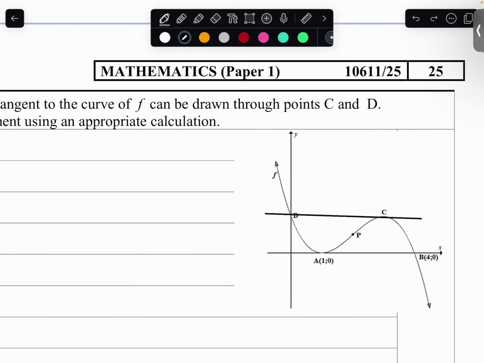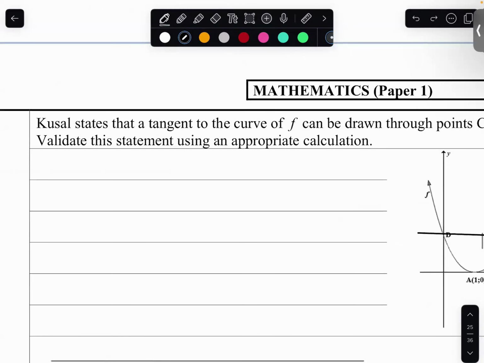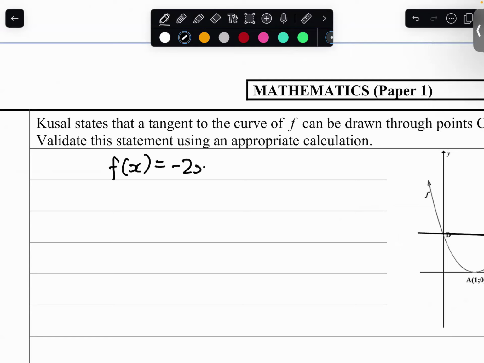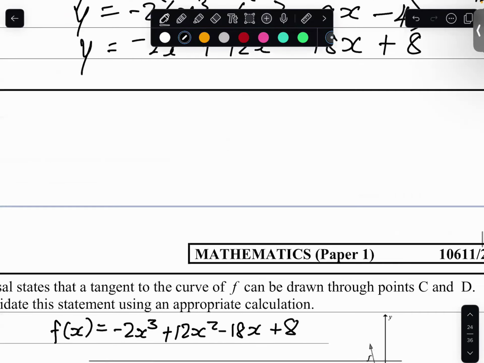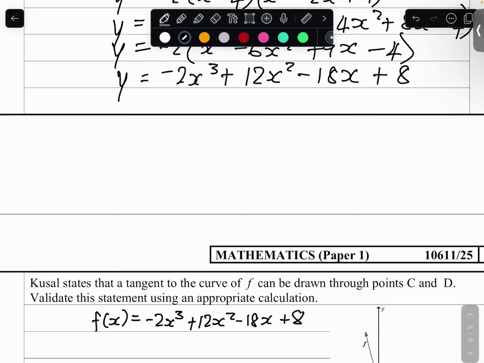So this is what we're going to do, right? What we're going to do is find the derivative of the equation. I'll explain it to you now. First of all, the equation is f of x is equal to minus 2x cubed plus 12x squared minus 18x plus 8. I just need to double check that one second. Minus 2x cubed plus 12x squared minus 18x plus 8.